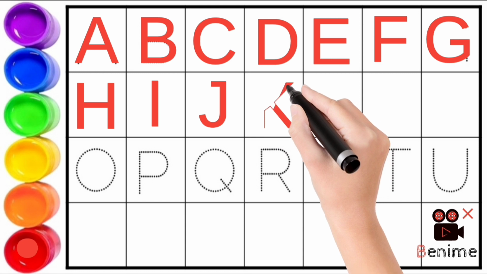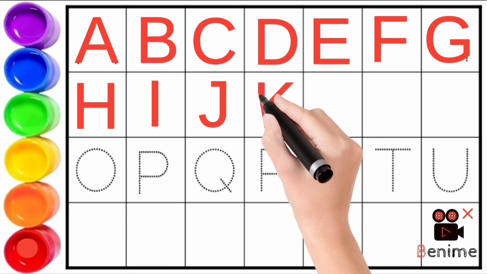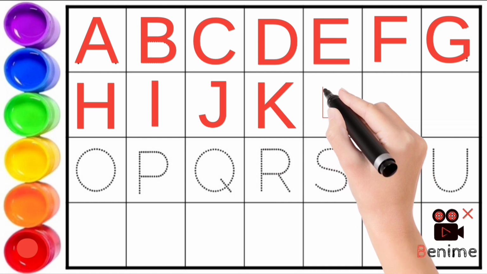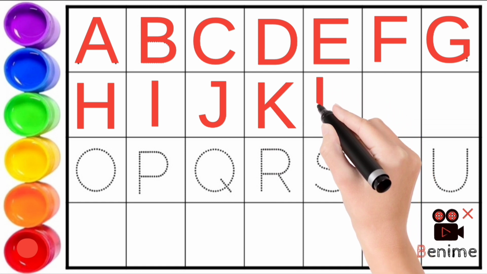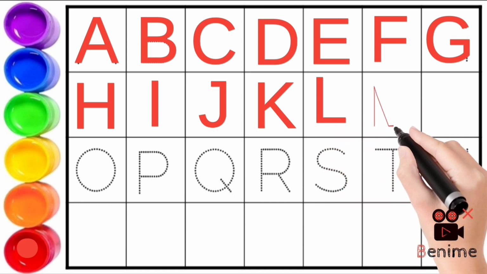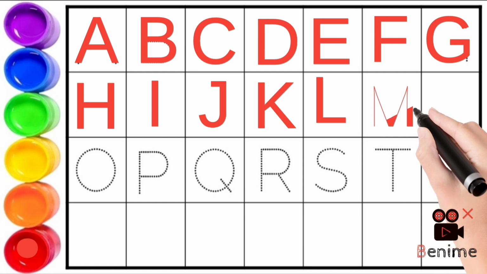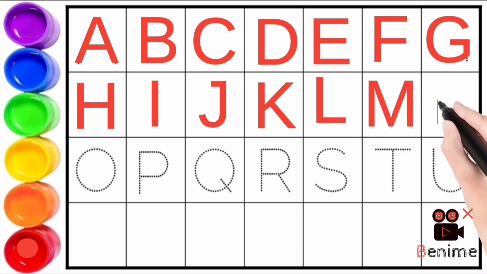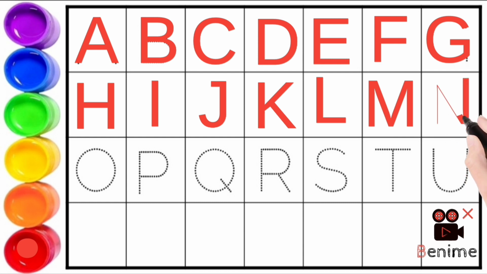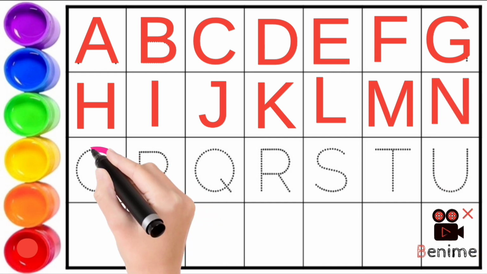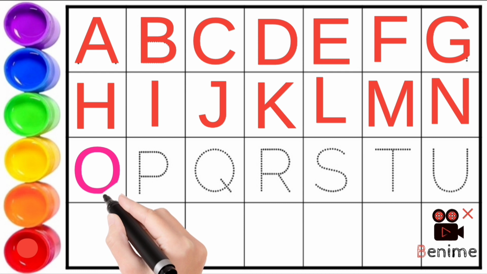K for king. L for lion. M for monkey. N for net. O for ox.